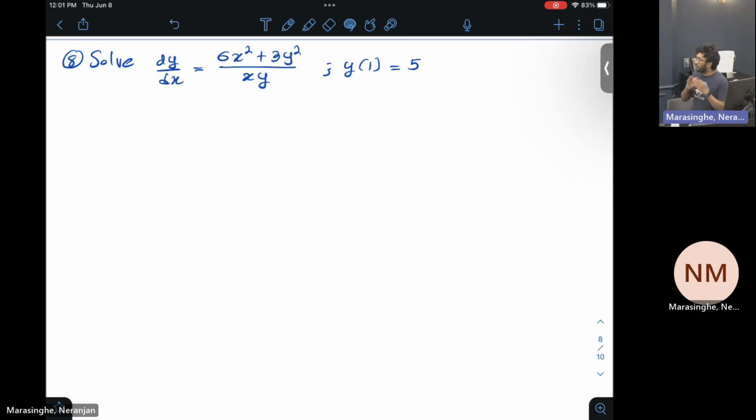So in this case, we have a differential equation and it's a nonlinear differential equation because y square is appearing. So we cannot use the idea of integration factor methods. Initial condition was given and we need to solve for y. Okay.